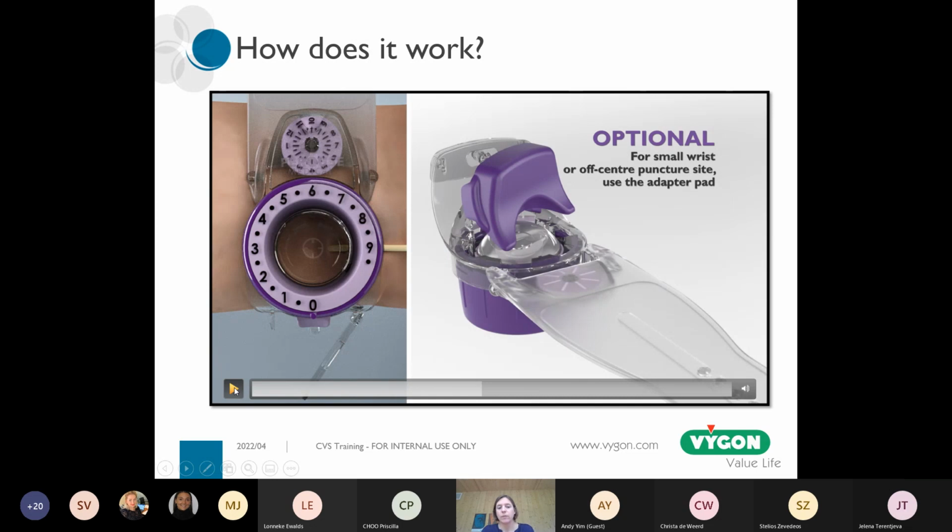If it is impossible to position the SIL1 well, it is because the patient has a small wrist or the puncture is off center. So you can use an adapter pad. The adapter pad is in the pouch with the SIL1, and it can be added if the doctor thinks it is necessary.